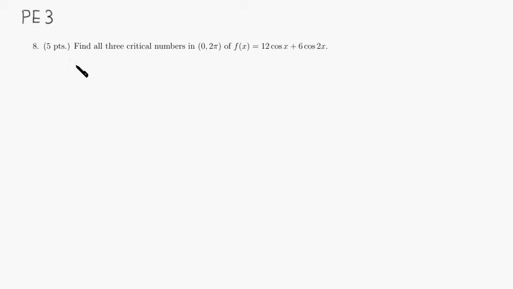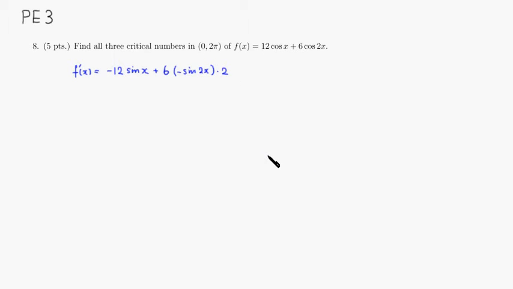So f prime of x is equal to 12, just a constant multiple, so I'll just put that there. Then the derivative of cosine is negative sine of x. Then there's a 6, so I'll put 6 there. And the derivative of cosine of 2x would be negative sine of 2x, and multiply by the derivative of 2x, which is 2. So we have to use the chain rule there.